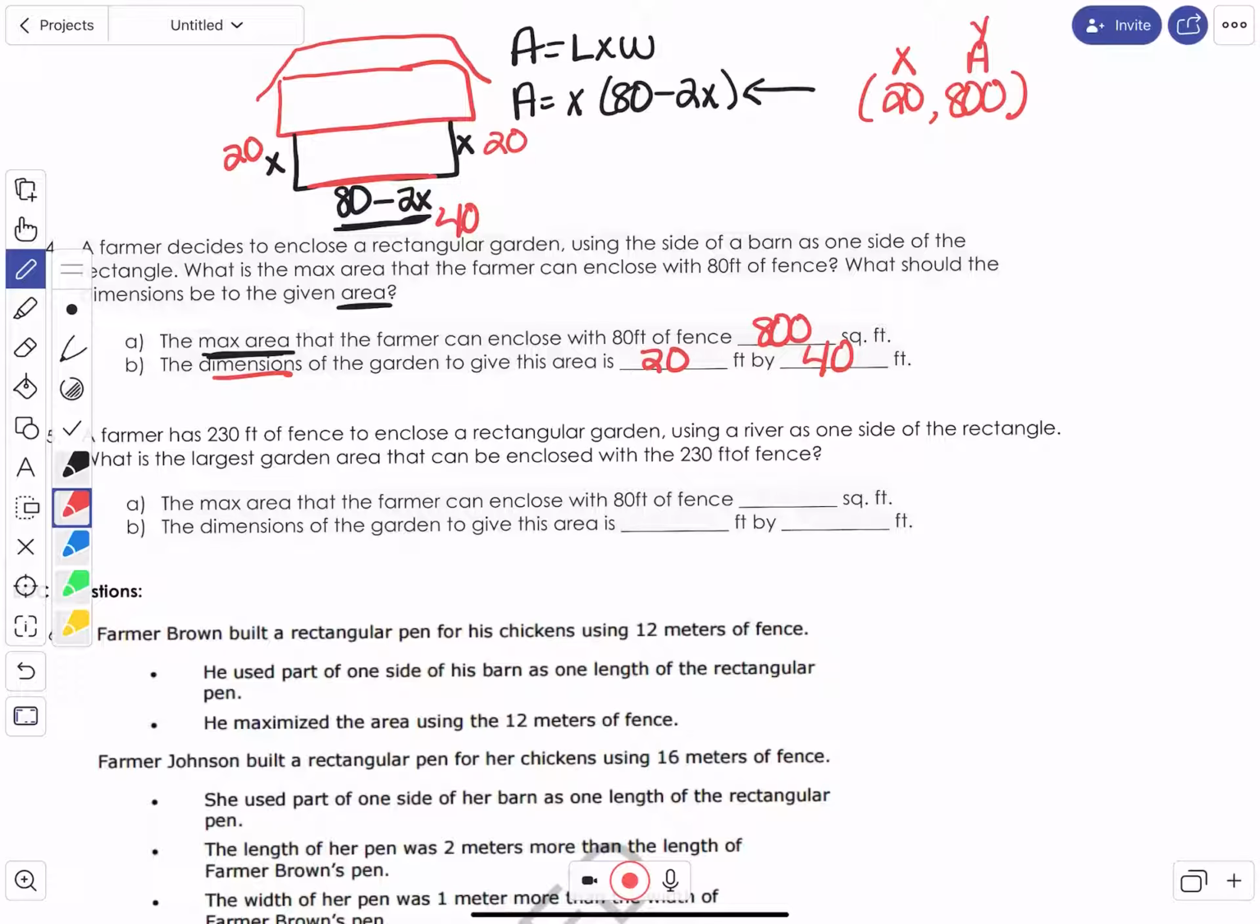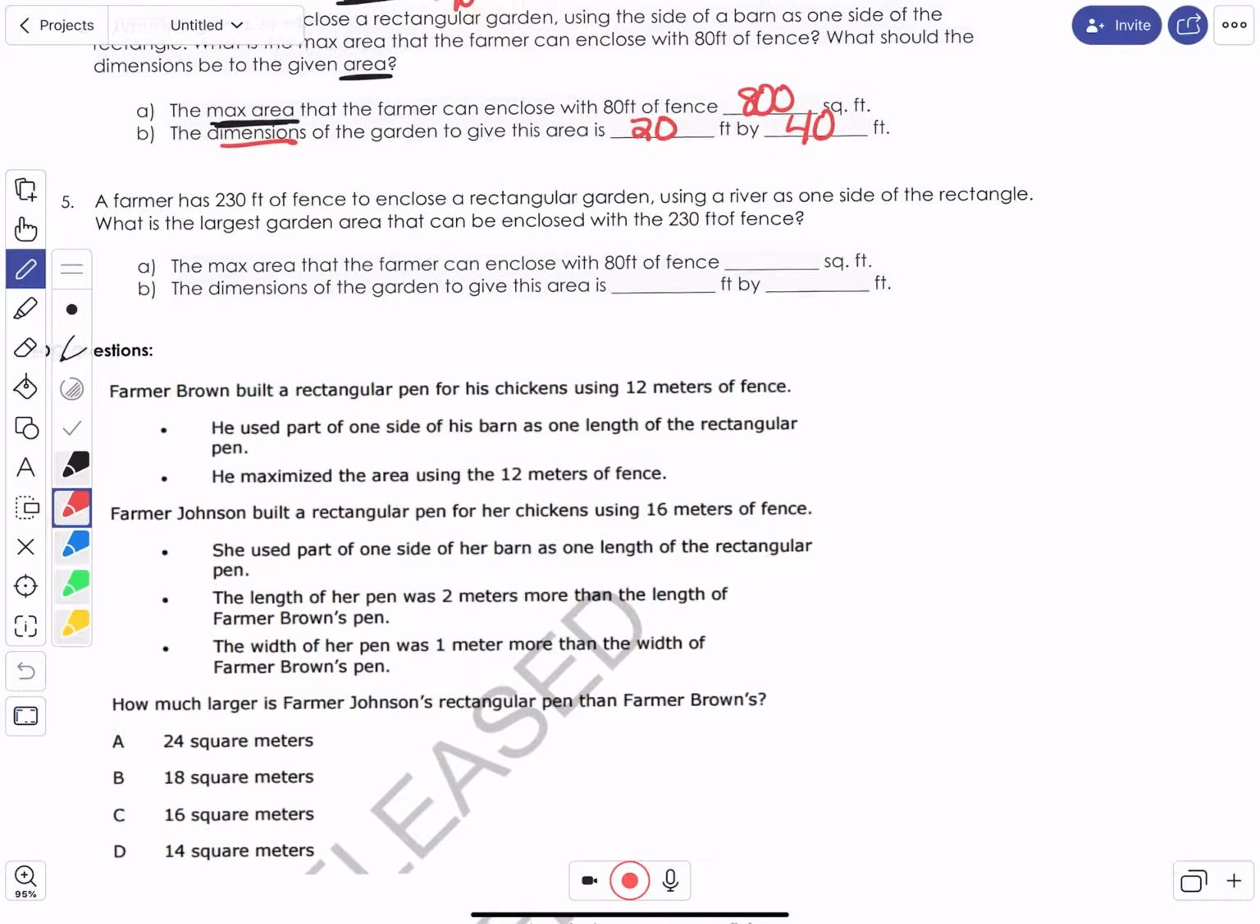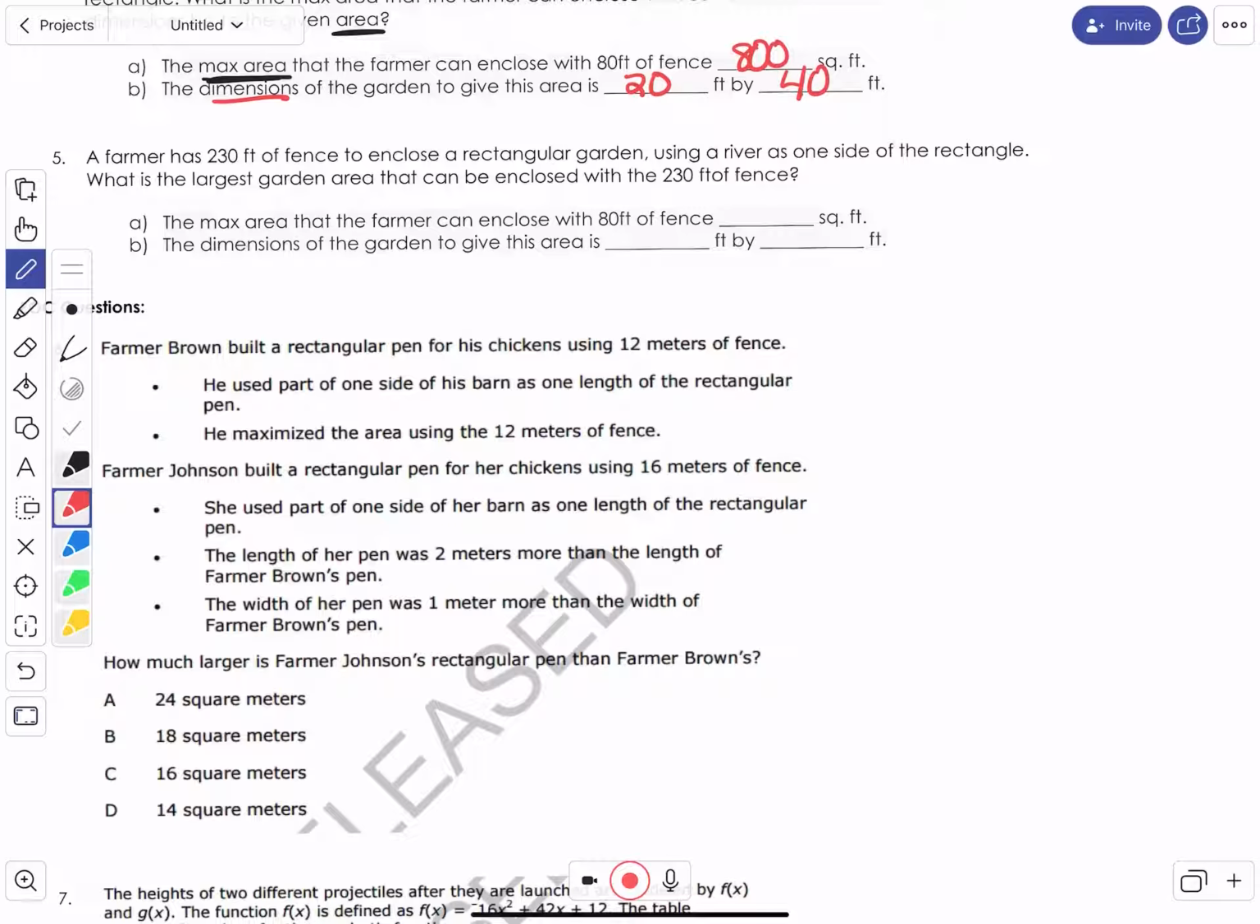Okay? Or you can do 80, we could plug that in here. You could do 80 minus 2 times 20. And that also gives you 40. You can plug it in however you want to calculate that. Okay? So let's do another one like that. Very similar, we're going to set it up the same way.